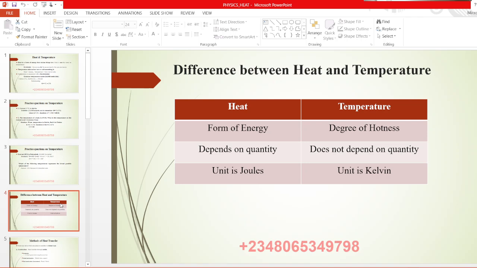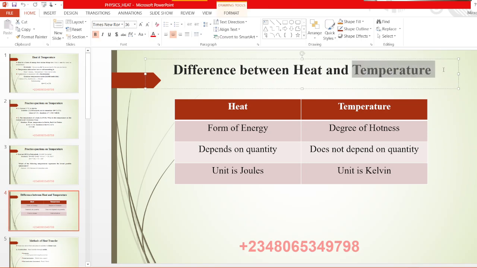Now, the difference between heat and temperature, like I said: heat is a form of energy, and temperature tells us how much a particular object, liquid or gas, is hot or cold. So we must know that heat is a form of energy, and temperature is the degree of hotness, how hot or cold. It depends on quantity.